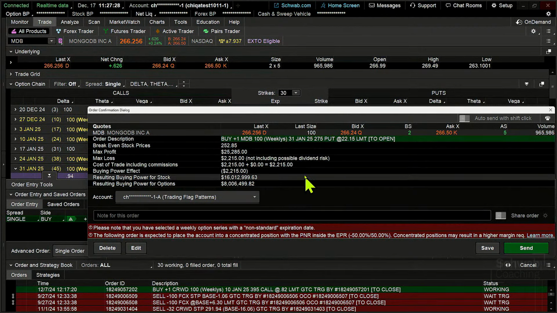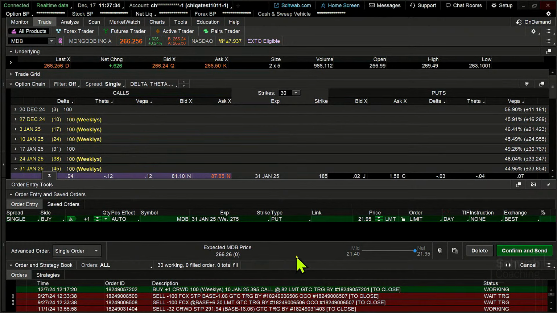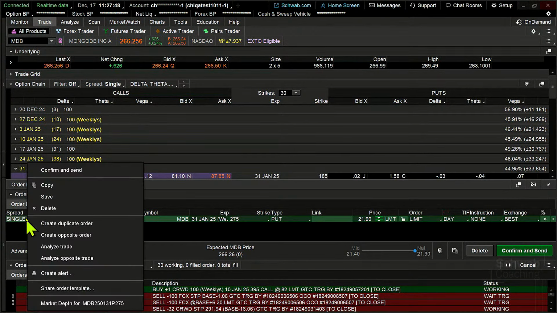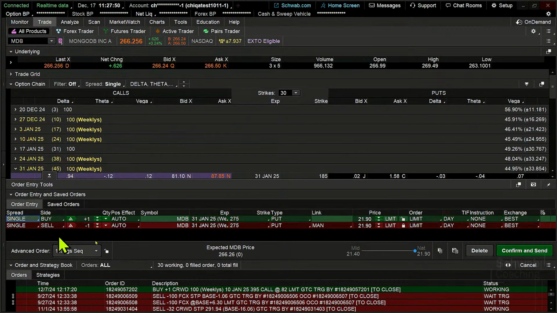But instead of just entering this trade right here, what I'm going to do is go back to the edit orders. And I'm going to make this a first triggers sequential. Okay, so let's go to single order. We'll make that first trigger sequential. And then I'm going to right click and create an opposite order.